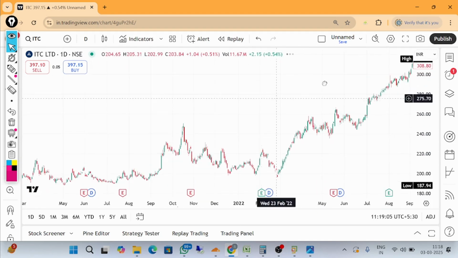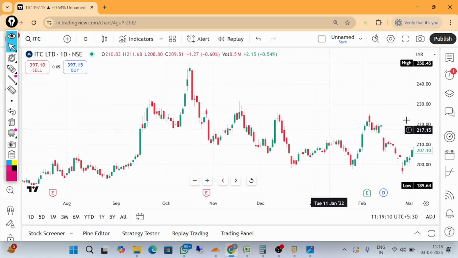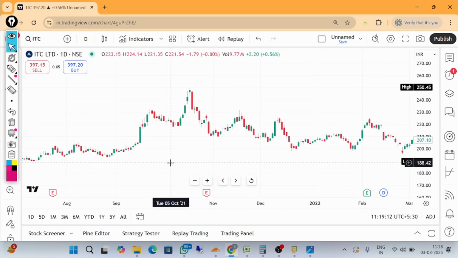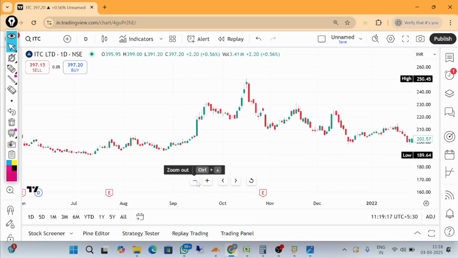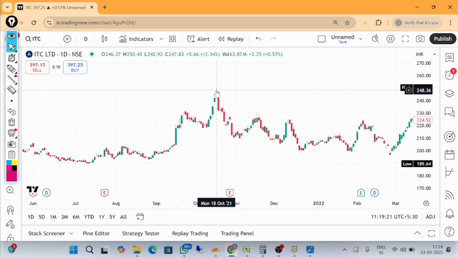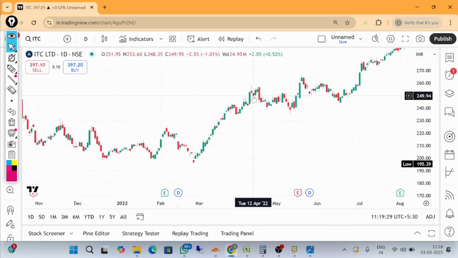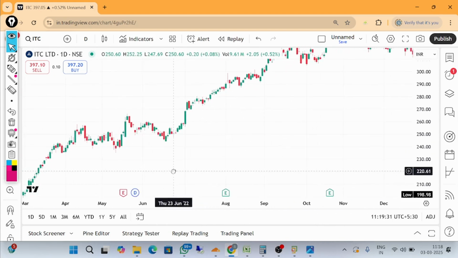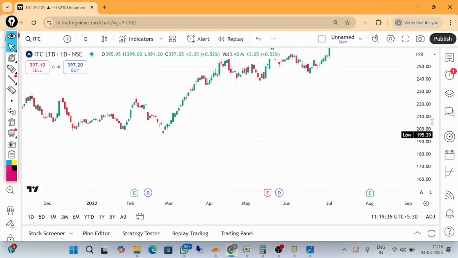ITC is a very good stock. So you can take any high point and any low point as per your comfort, any substantial high, any substantial low. I am taking this one as a good high, or you can take this high also, or this high also. It's not that you have to take only this one, it's not like that.